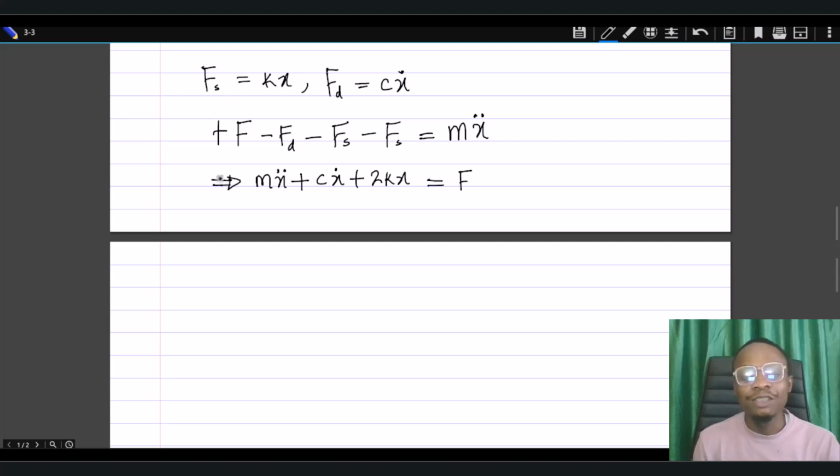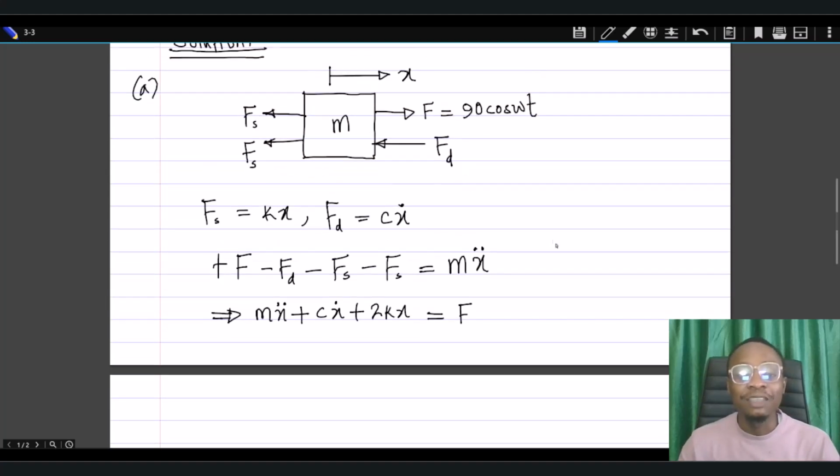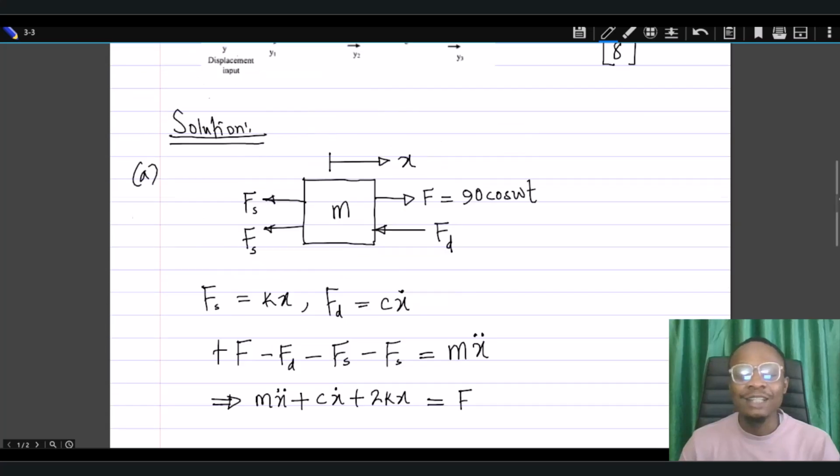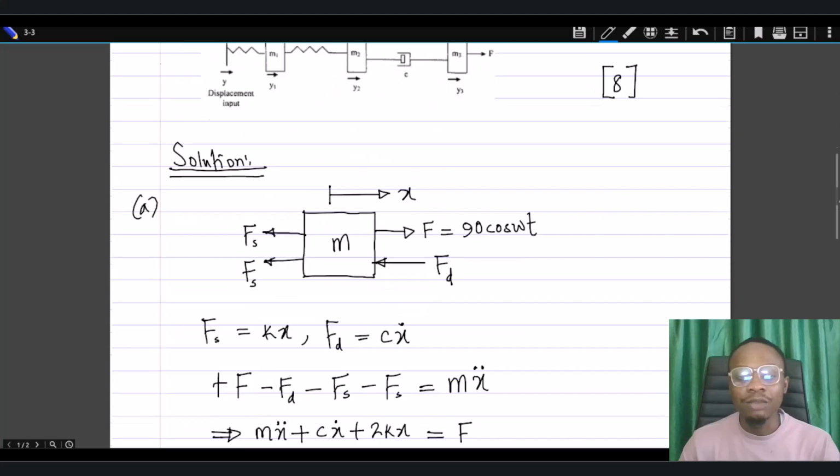Okay, so that will be the mathematical model for this system. Life can be just as easy as that. And we know the actual values, so we can just insert those here. We know k to be 400, we know c to be 125. All of them are in SI units, so we don't have to bother about those.